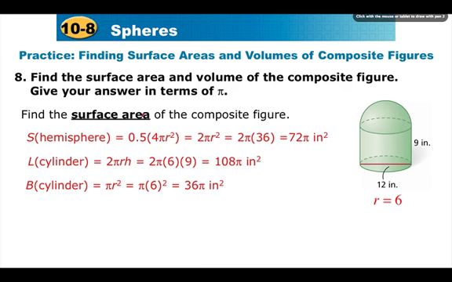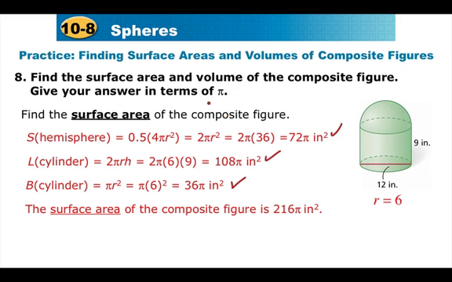So to find the surface area, all I need to do is take these 3 numbers, add them, and I leave the answers in terms of pi. 216 pi square inches. We're done with surface area. Now let's compute the volume.